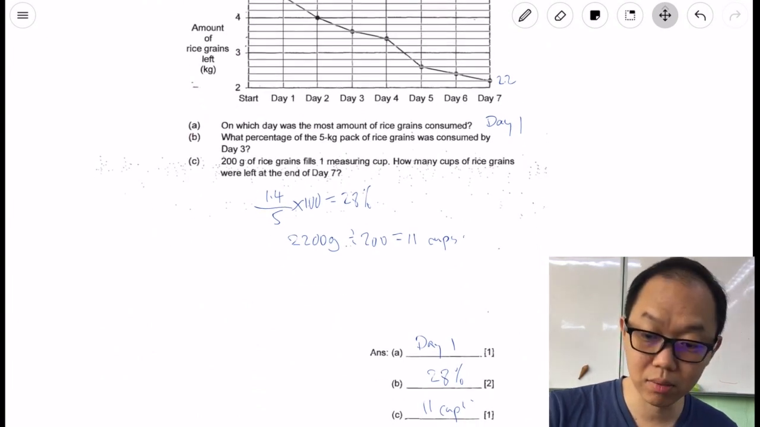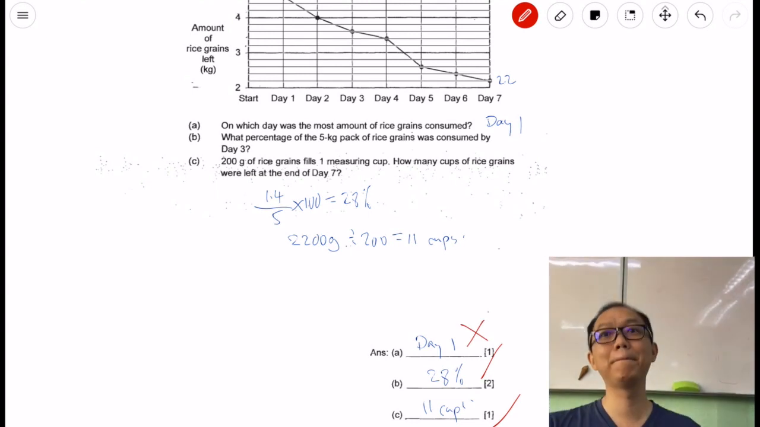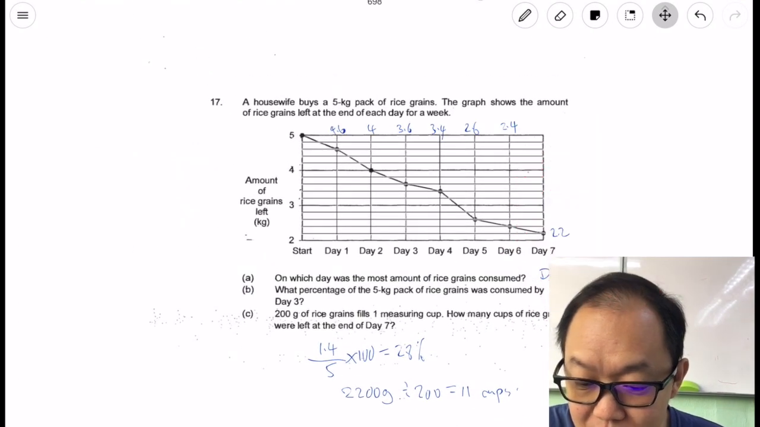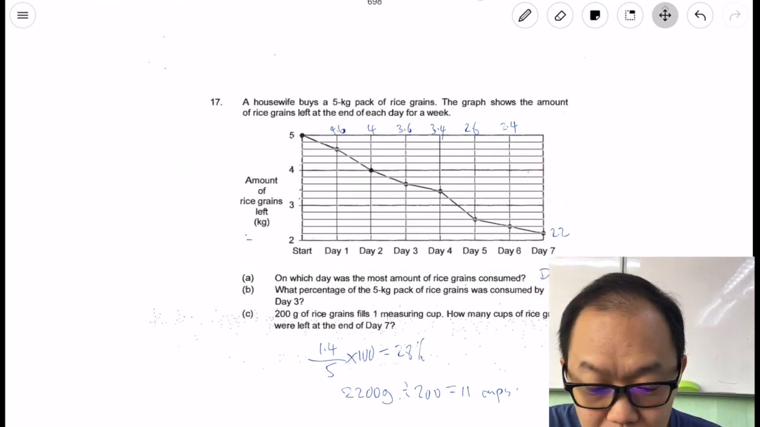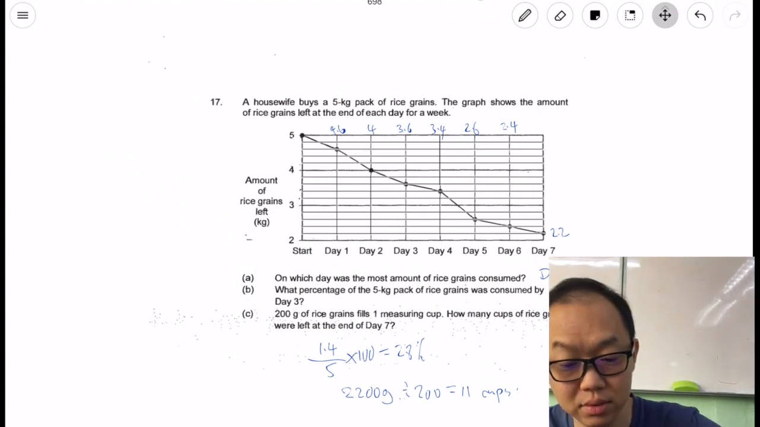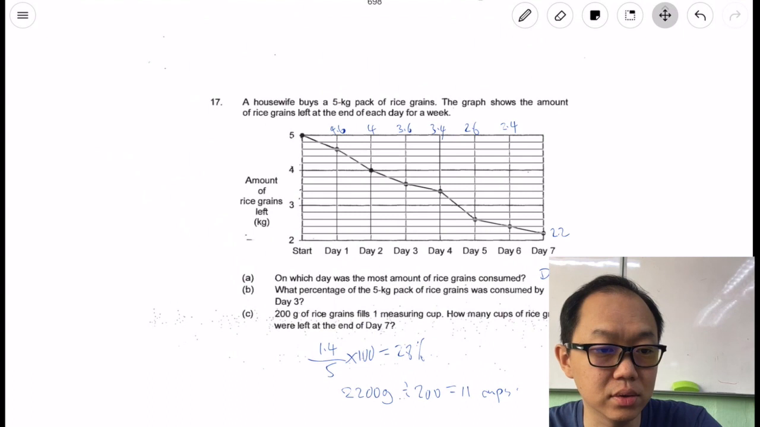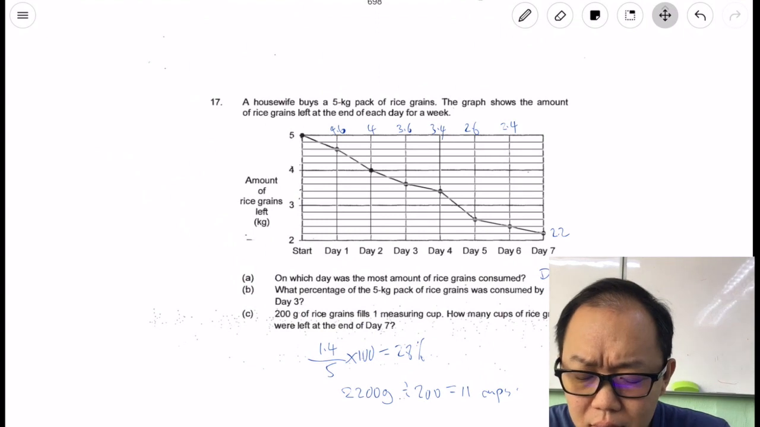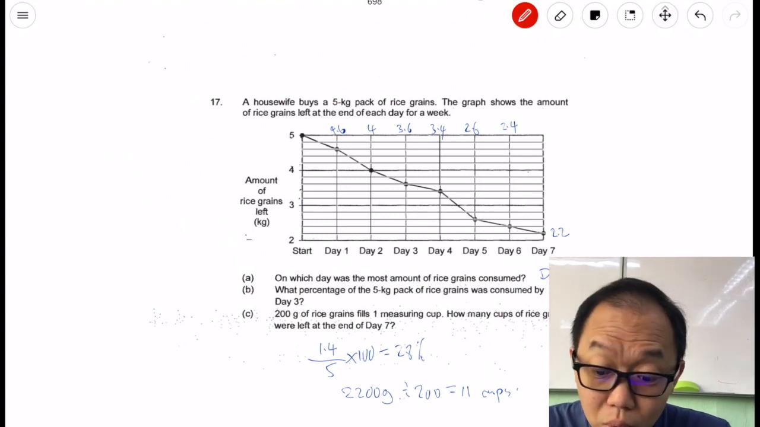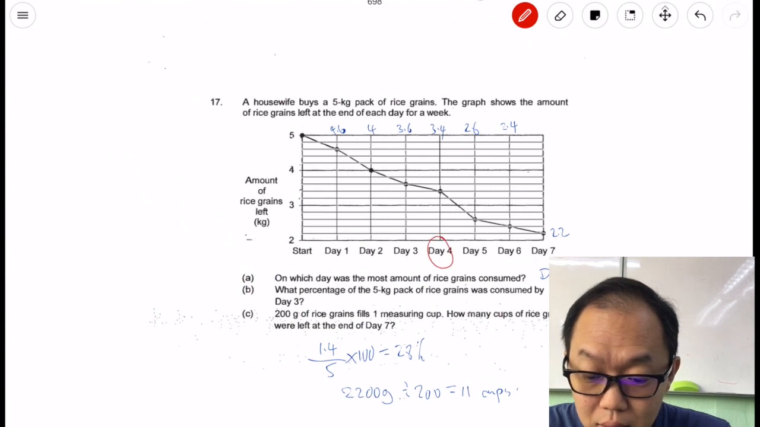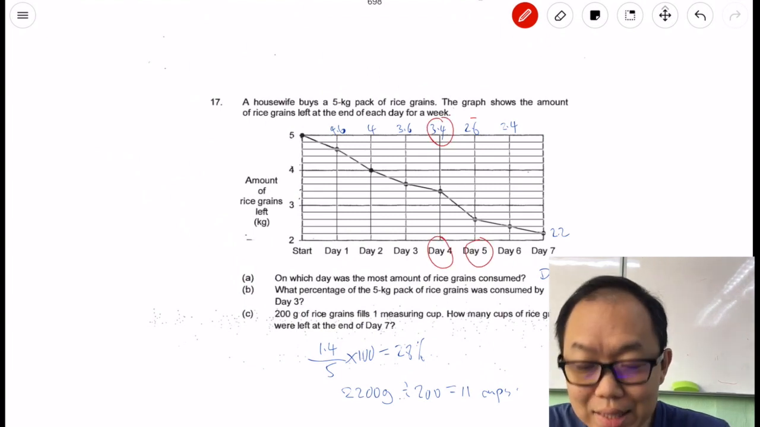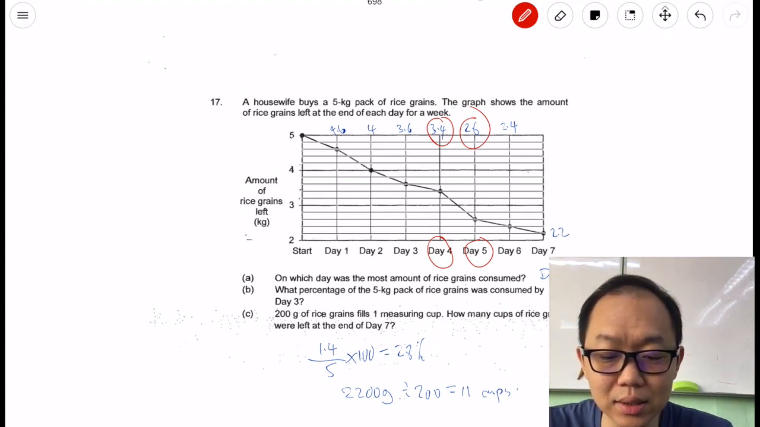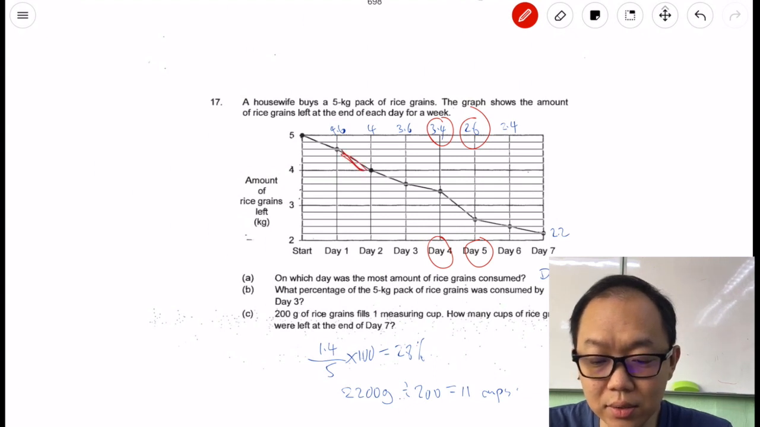Okay, final question is. Oh no, I got one wrong. This is correct. Okay, this one is wrong. Okay, it's day 5. What is it, day 5? On which day was the most amount of rice grains consumed? The answer says day 5. Why day 5? Oh, I read wrongly. Complacency, you see? I didn't calculate. I thought this was the biggest already. There is another one. Okay, that's deeper.